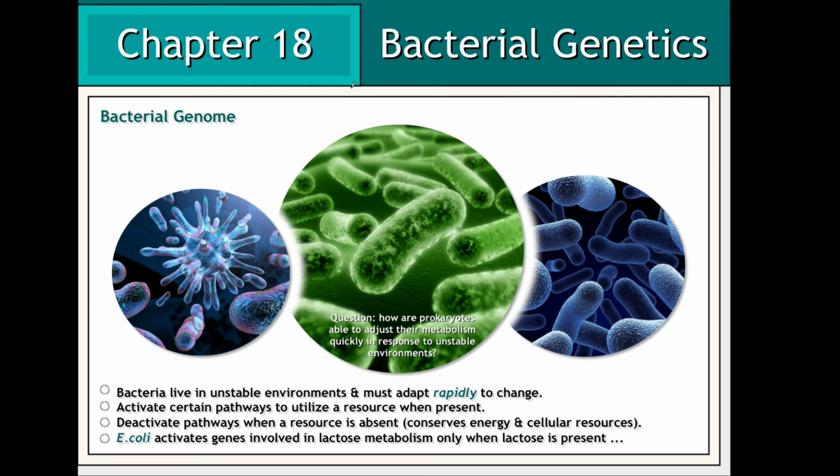The main question that we want to answer is exactly how are prokaryotes able to adjust their metabolism so quickly in order to respond to these rapid environmental changes. To illustrate, let's take a look at how E. coli activate genes involved in lactose metabolism only when lactose is present in their environment.